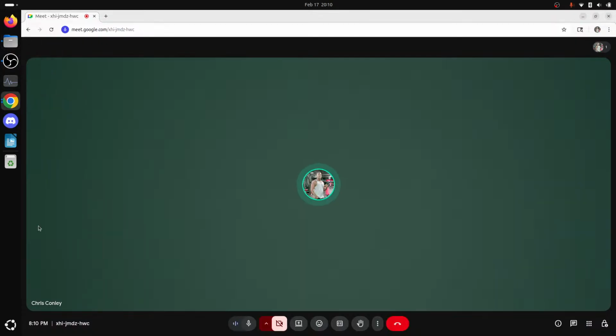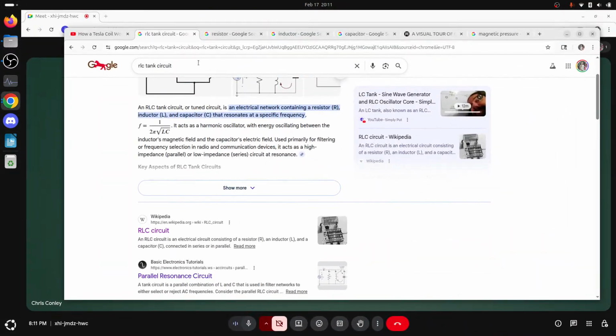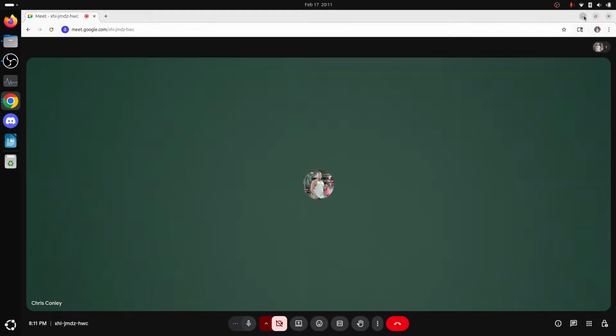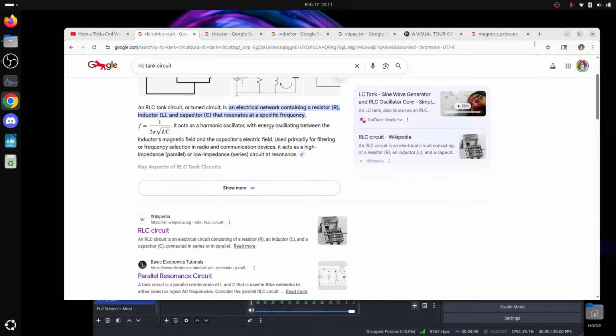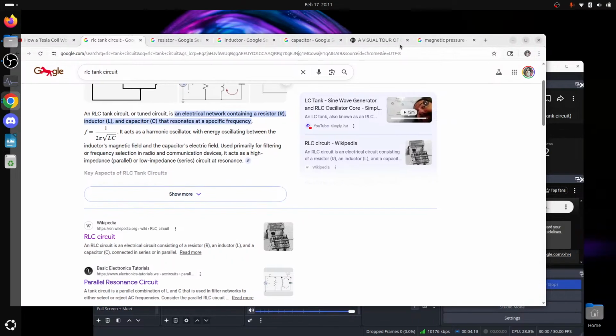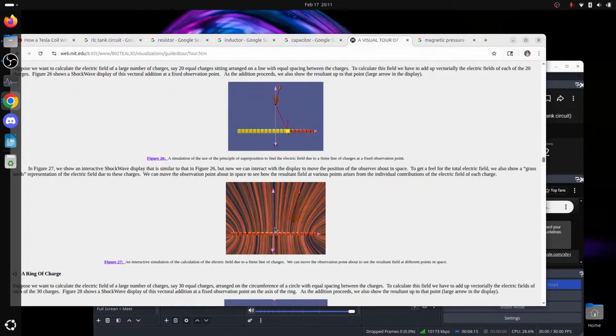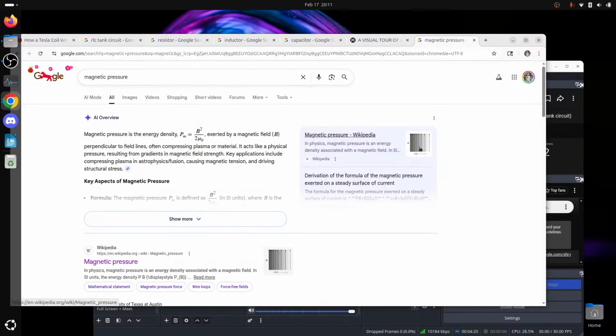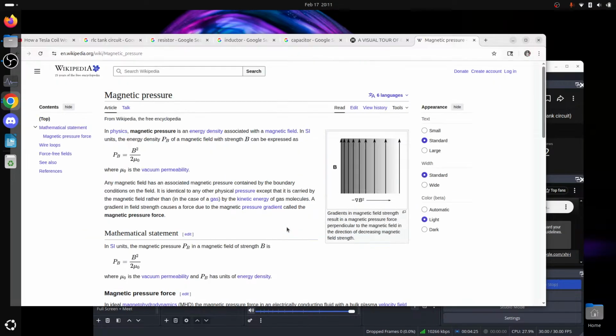So we went over the magnetic field last time and how it's like an electromagnet. You got these vectors and how magnetic pressure is what's making the compasses point to the South Pole. This will be Antarctica and this will be the North Pole.